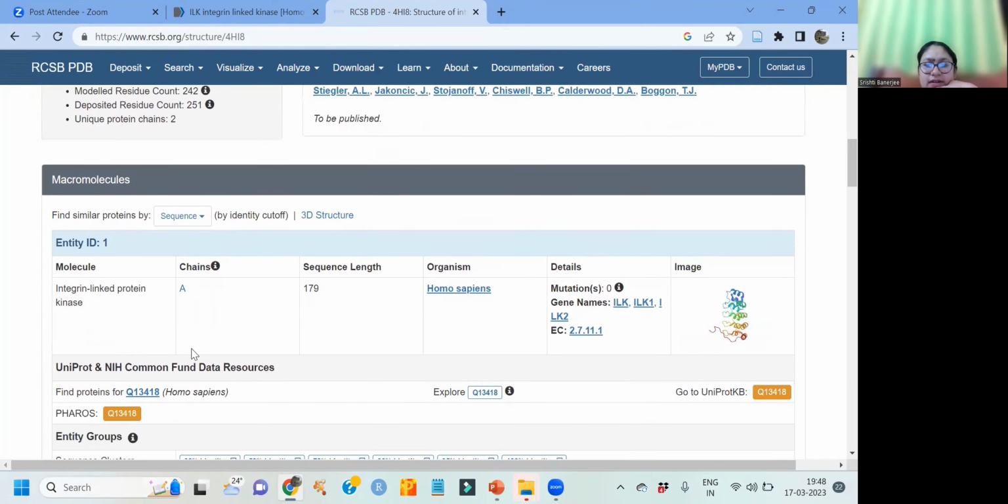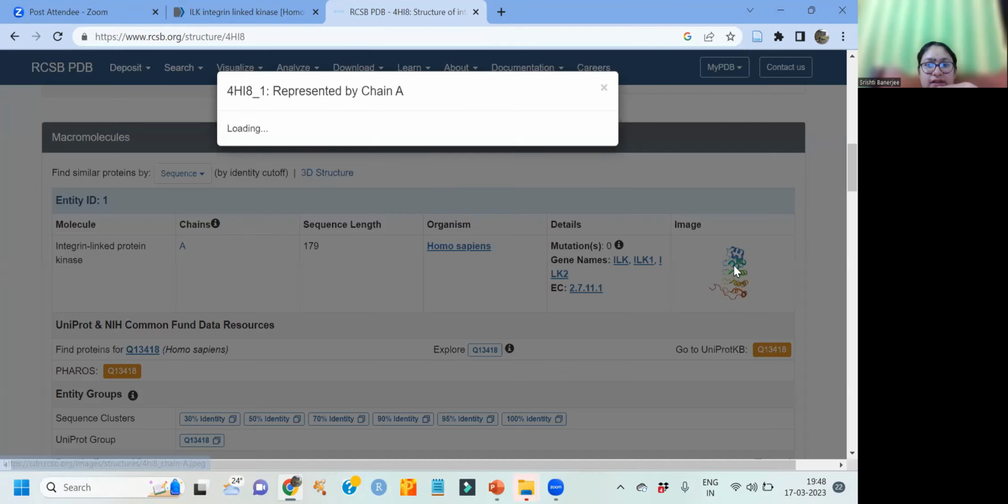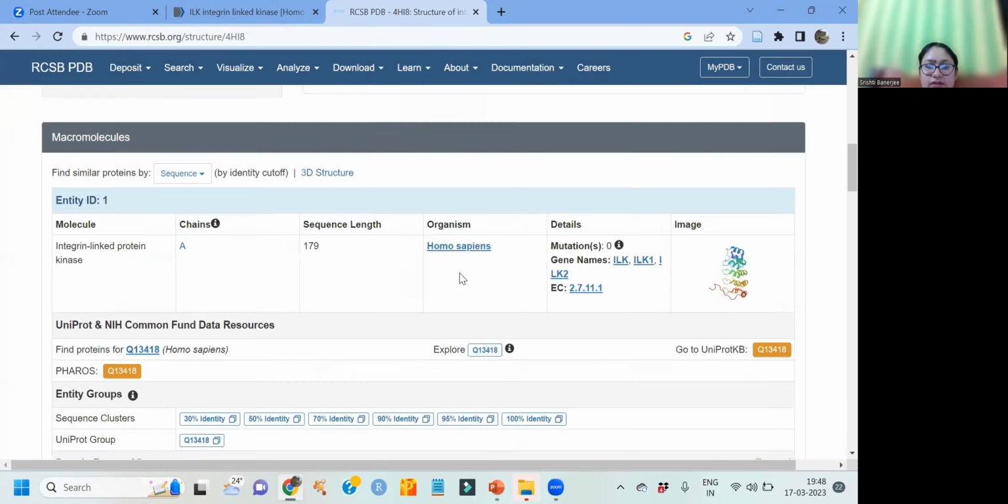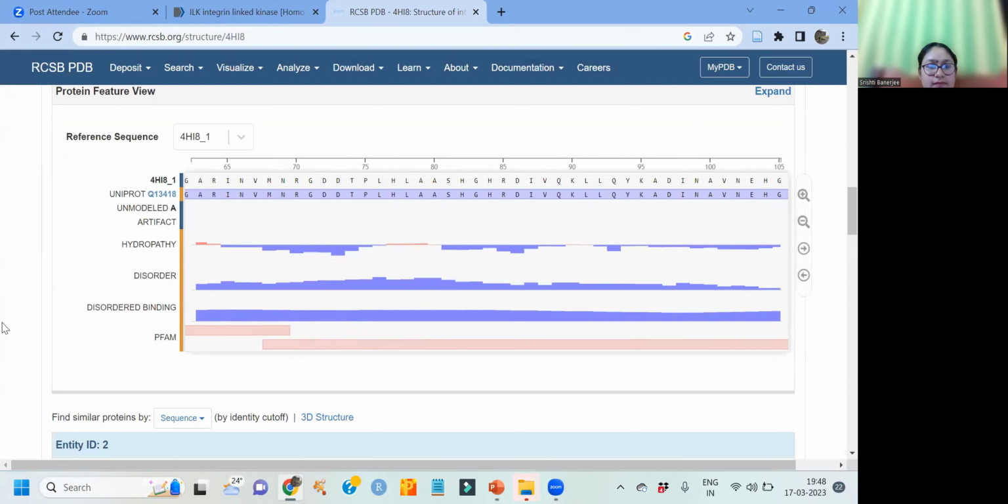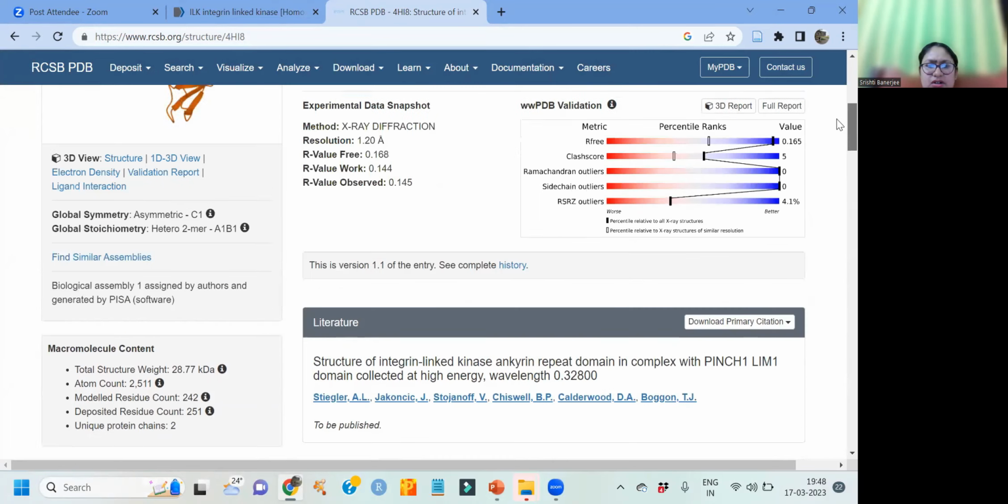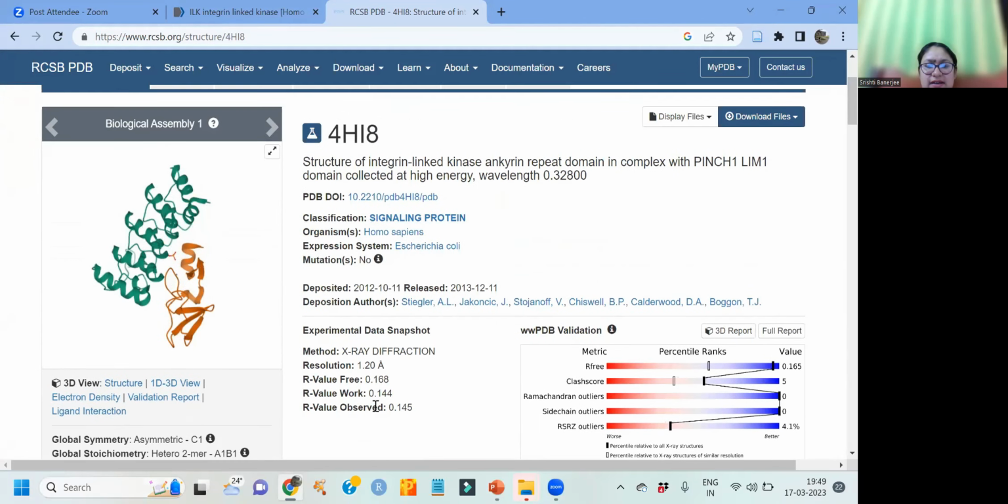So you have all the different details: how many chains are there, like A chain, B chain, the sequence length of the protein, of course, the organisms, the different mutations, how it looks in the image if I click. I don't know why the function is not working here, but you can actually rotate it. 3D rotation is possible here. The features, hydropathy index, everything you will be able to access from here. But according to the question, you just have it in the expression system, E. coli. So when it was discovered, it was actually expressed in E. coli.